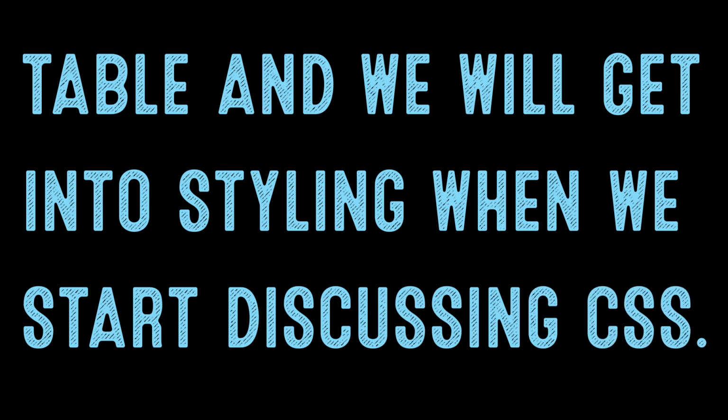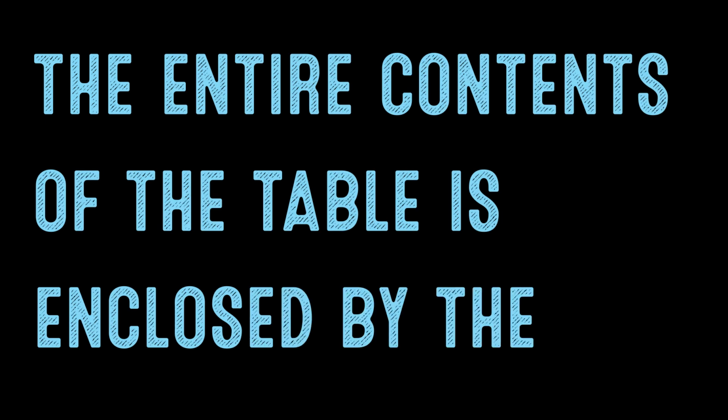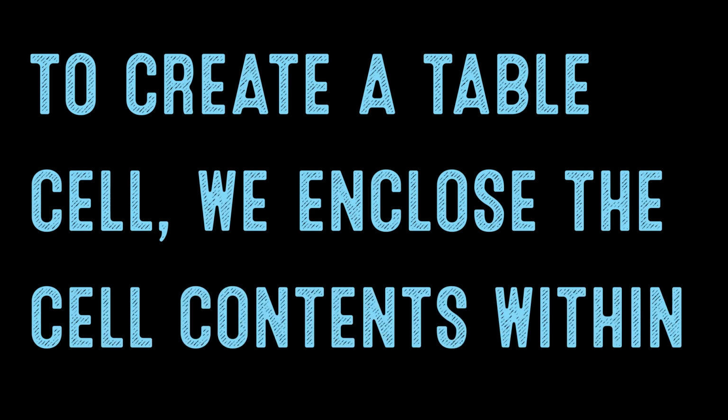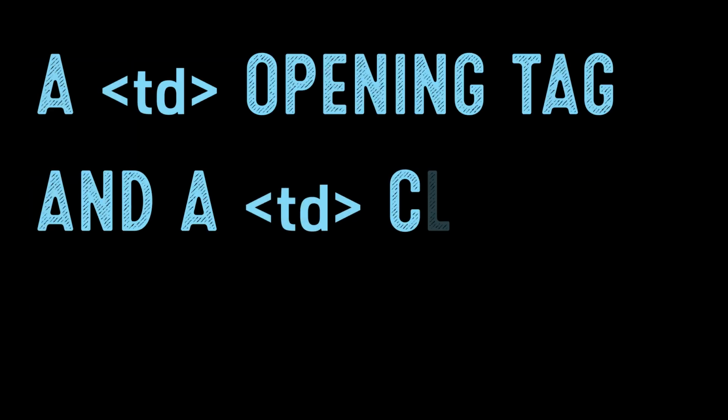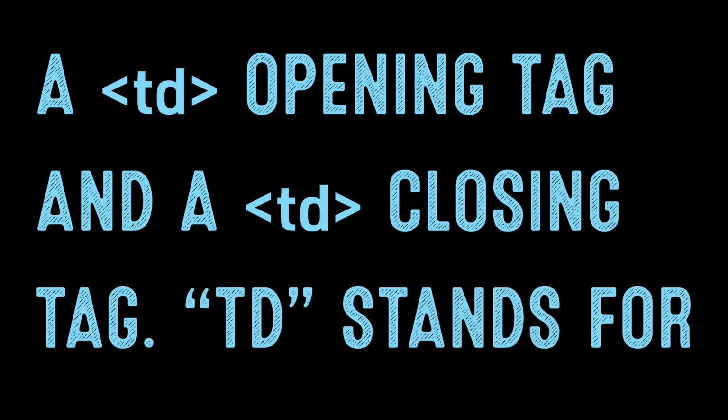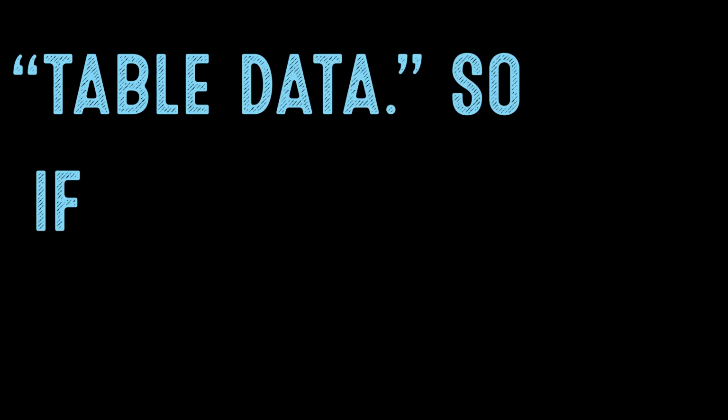start discussing CSS. To begin a table, we start with a table element. The entire contents of the table is enclosed by the table opening tag and the table closing tag. To create a table cell, we enclose the cell contents within a TD opening tag and a /TD closing tag. TD stands for table data.